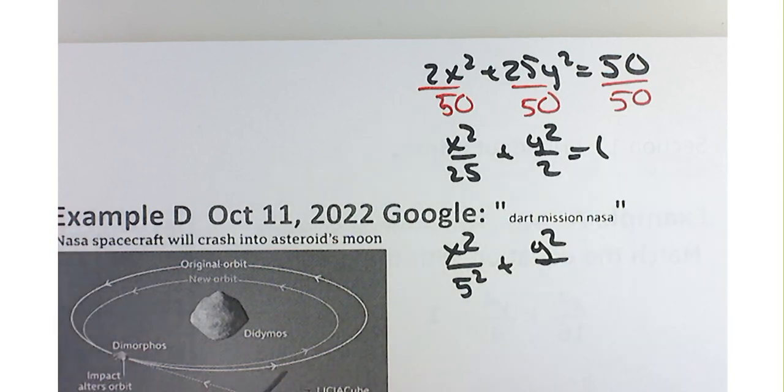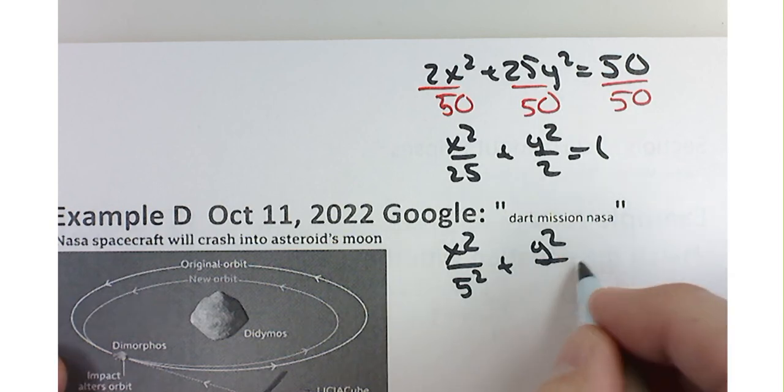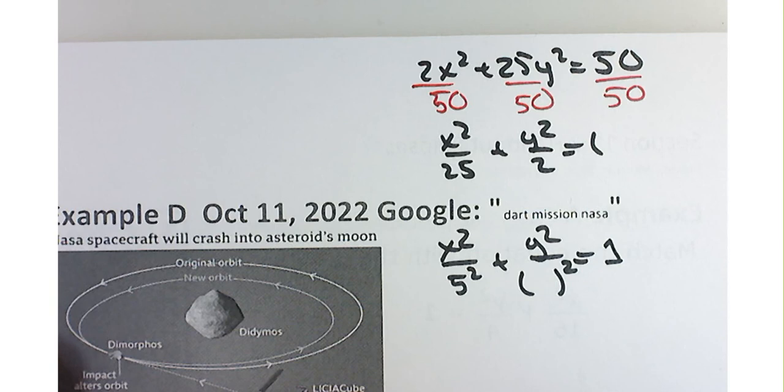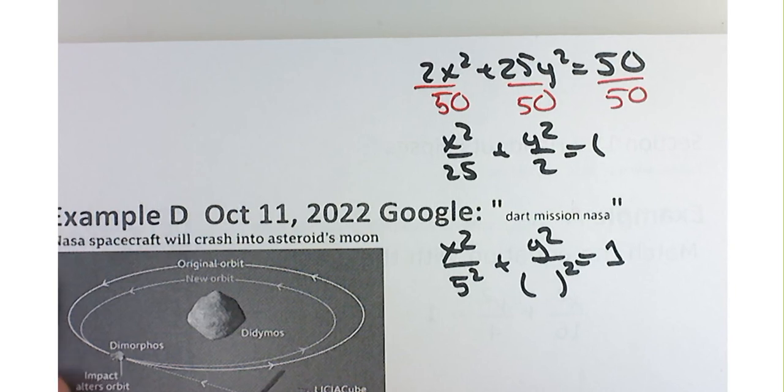But somebody different here. What am I going to do with the second one? How can I write that as something squared? What would I square to get that? Somebody said it. Yeah, square root of 2.